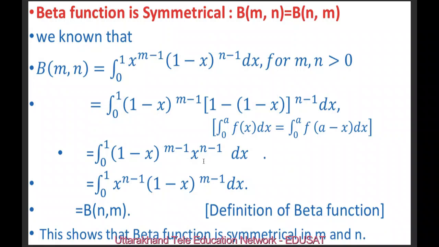And if we interchange the terms, then x raised to power n minus 1, 1 minus x raised to power m minus 1 dx, integral is from 0 to 1. By the definition of beta function, this is nothing but beta(n, m), because beta(m, n) equal to integral 0 to 1 x raised to power m minus 1, 1 minus x raised to power n minus 1. Here in place of m we have n, in place of n we have m, so we may write beta(n, m). Thus we have shown that beta(m, n) is equal to beta(n, m). Thus beta function is symmetrical in m and n.